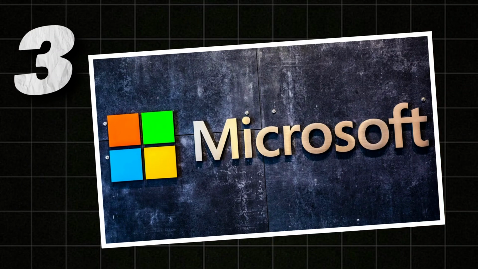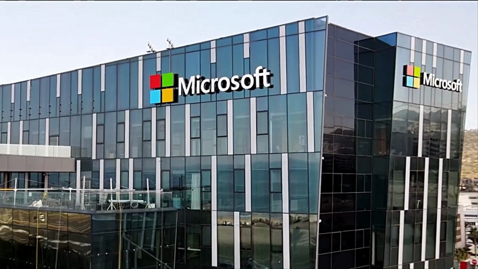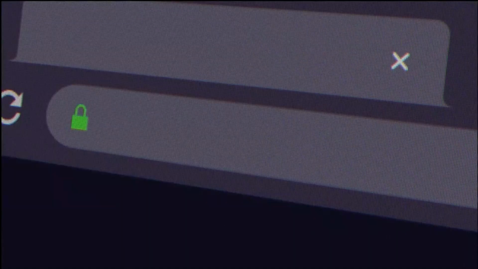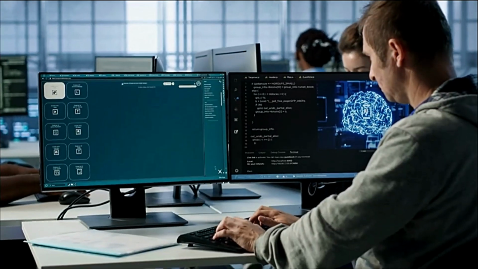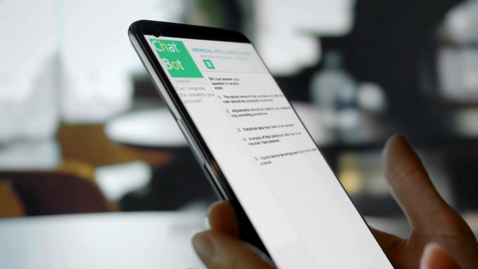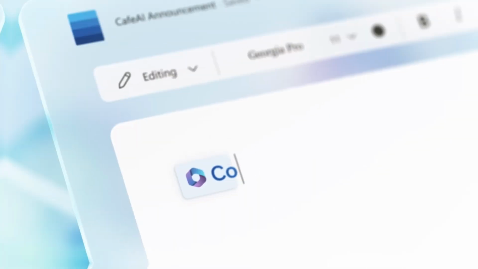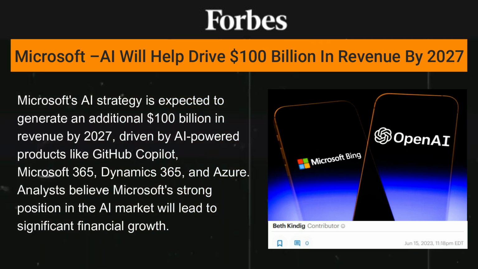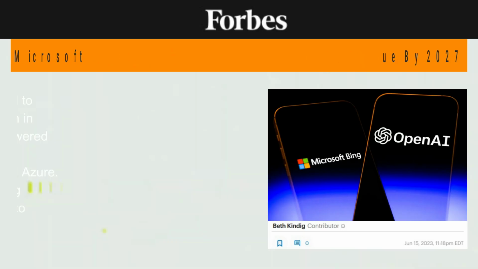Number 3. Microsoft. Microsoft gets at least partial credit for sparking the AI revolution. Its investment in ChatGPT creator OpenAI and its subsequent integration shined a spotlight on generative AI, and the race was on. Its flagship AI offering is its productivity-enhancing suite of AI assistants, dubbed Copilot, which could generate as much as $100 billion in incremental revenue by 2027, according to some on Wall Street.